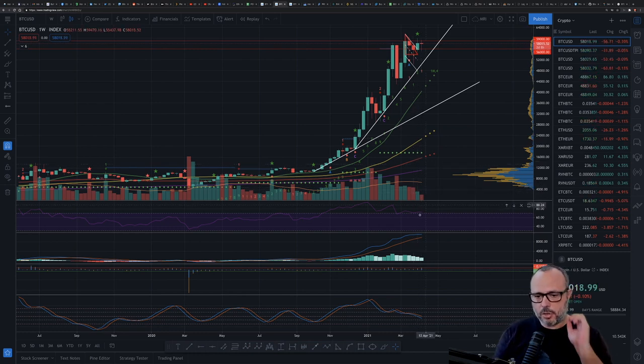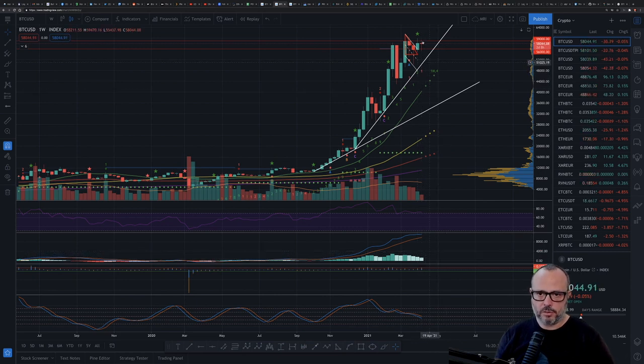The RSI continues to go sideways. We don't have any signs of going up or down for now. As you know, this is a lagging indicator. Also the MACD, the same. We continue to see the gap between the two lines becoming shorter, and the bars also going a bit down.